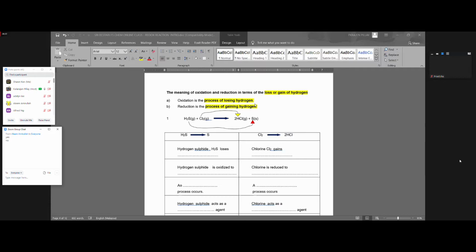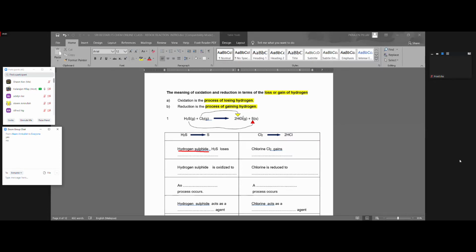Now we are talking of hydrogen only. Oxidation, you lose hydrogen. Reduction, you gain hydrogen. So let's check and see first. I'll just show you this first. You can see H2S is hydrogen sulfide. The name is given, hydrogen sulfide. This is your H2S. And then Cl2 is known as chlorine, or chlorine gas also can.